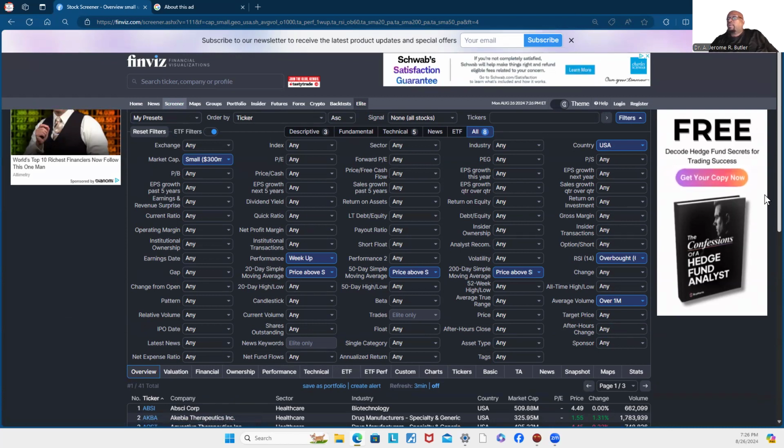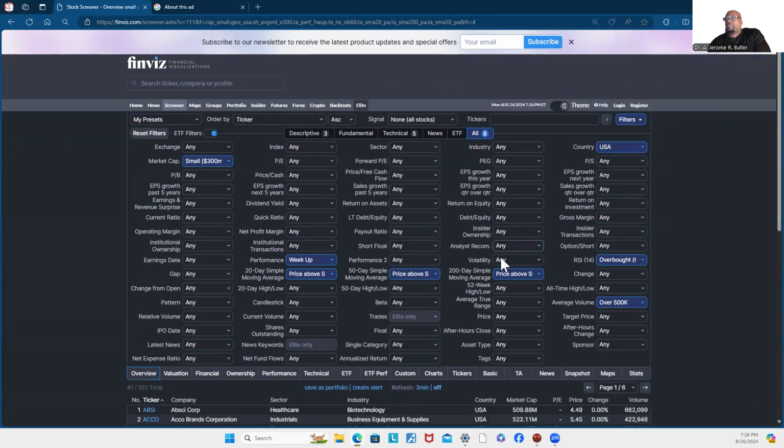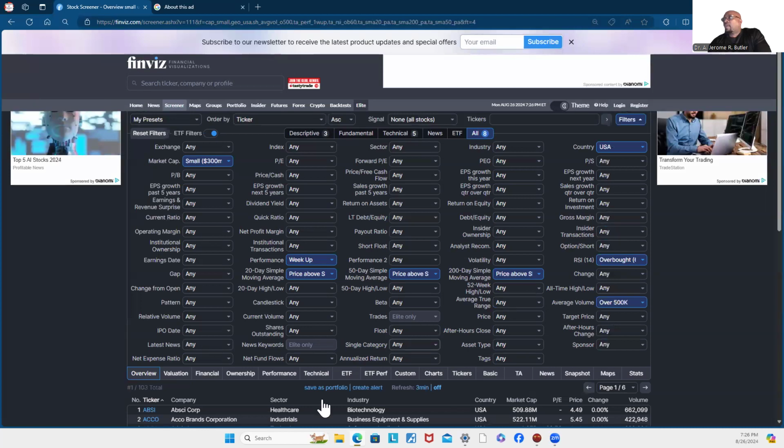We're looking for a gap up. And that is also in here. Average volume over 2 mil. Well, we're looking at small caps. Average volume over half a mil, there you go. Over 500,000.